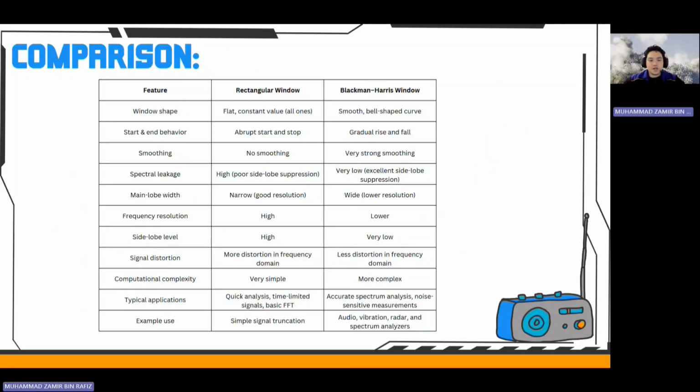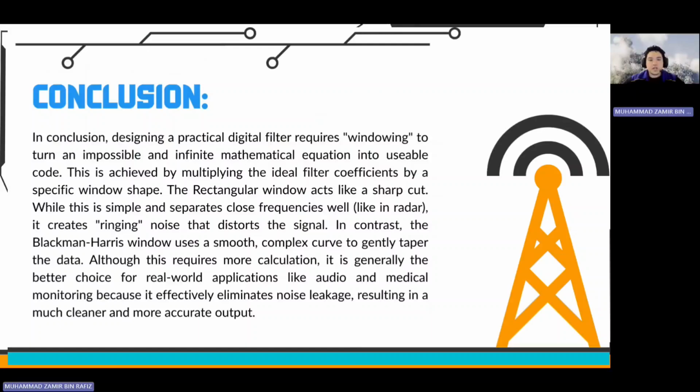For typical application, the rectangular window is used in quick analysis, time limited signals, and basic FFT, while the Blackman-Harris window is used in accurate spectrum analysis and noise sensitive measurement. For example use, the rectangular window is for simple signal truncation, while the Blackman-Harris window is for audio, vibration, radar, and spectrum analysis. We continue with the last part, which is the conclusion.